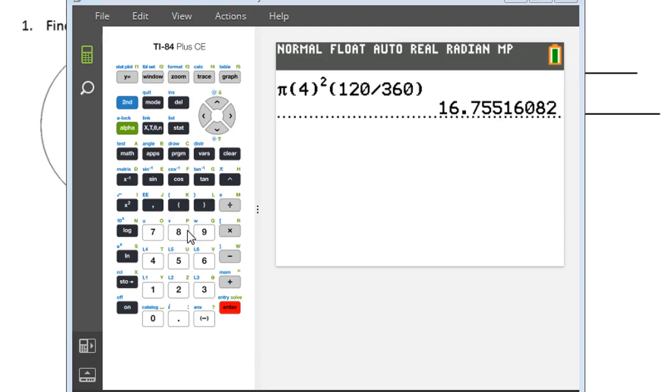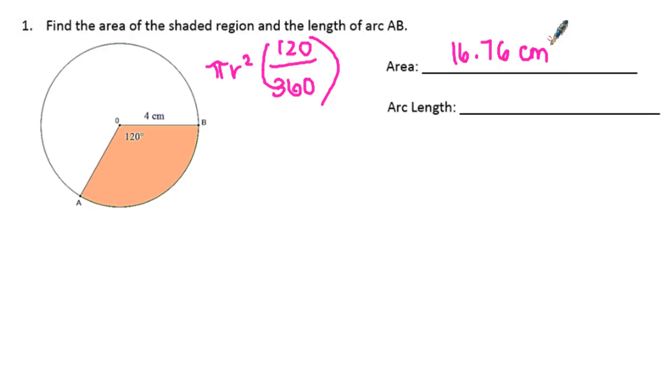Okay, press enter. And that should give us 16.76 area units in the second dimension. And this would be your final answer.